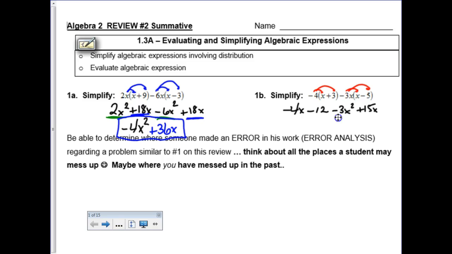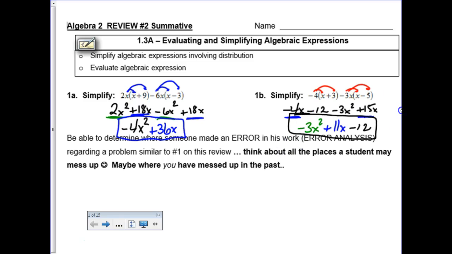It's really good to look at your old mistakes, even though sometimes they hurt your heart a little because you're like, oh man, I never do that, and I did it. Well, here's your chance to rectify that. So we're going to combine our like terms. Remember, not opposites. We're just adding these together. Negative 4 plus 15 is a plus 11x. And there were no x squared terms. That's why I didn't bother combining it. And same thing with the constant. There's only one constant. So final answer, negative 3x squared plus 11x minus 12.